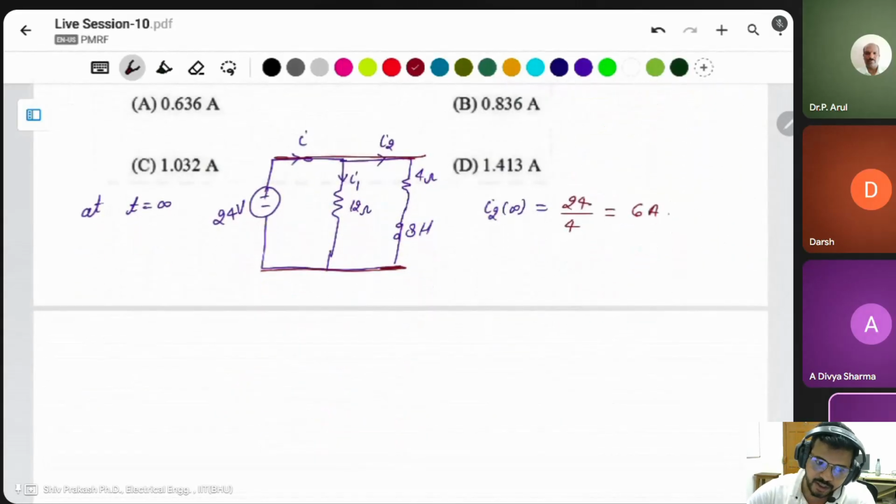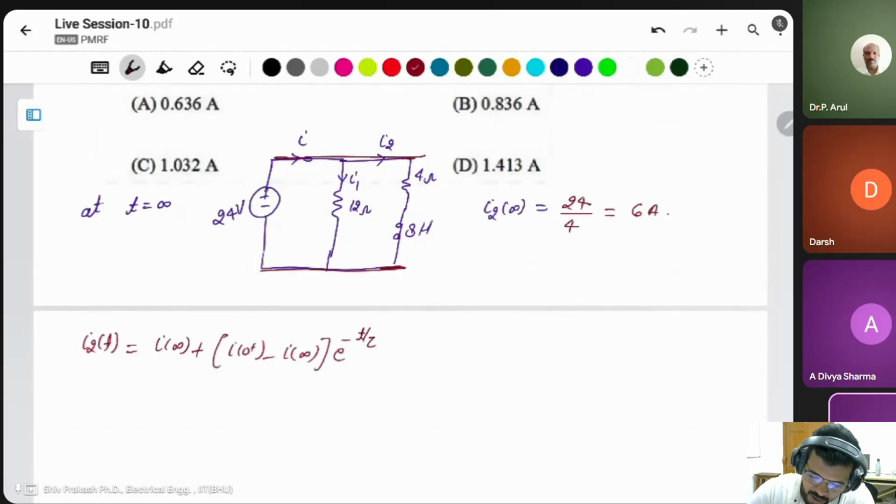Next one, we have to calculate the tau, because you know the I2 current equation. This is I infinity plus initial minus I infinity, e to power of minus t by tau. In this condition, I infinity is 6 ampere, 6 plus initial is 0 minus 6 e to power of minus t by tau, then final is 6 into 1 minus e to power of minus t by tau. Okay, we have to calculate the tau.